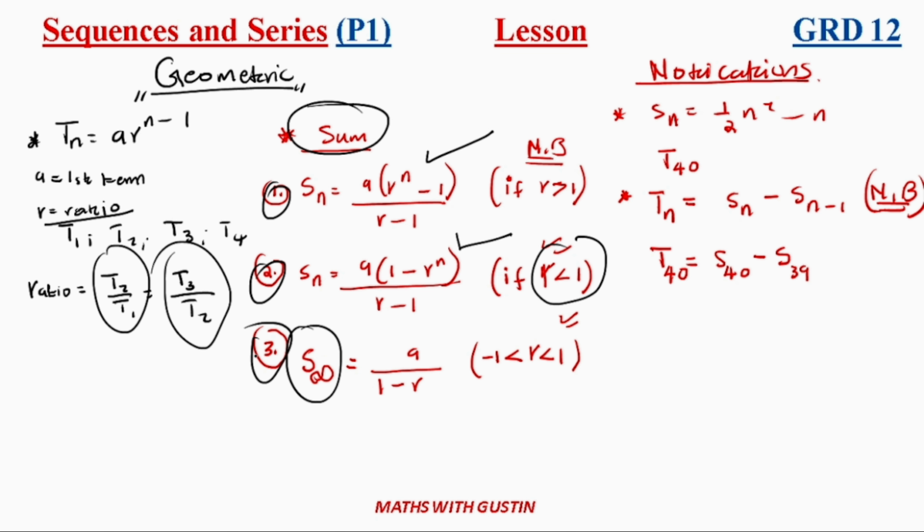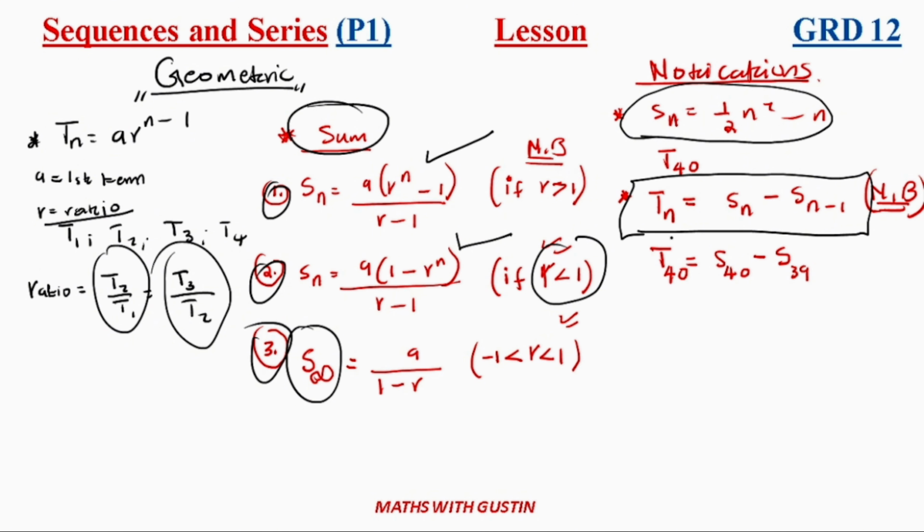All right, and then I said something that you need to take note of. They might ask you to find the term, but also give you the sum formula, and then they will say find the term. What you would do, you would come here and use this formula right here that says Tn is equal to Sn minus S(n minus 1). And then let's say for example they want you to find T40, you would have to say S40 minus S39. They would ask you those things.